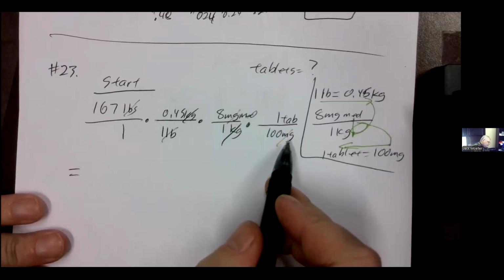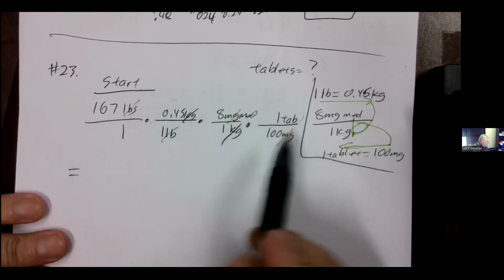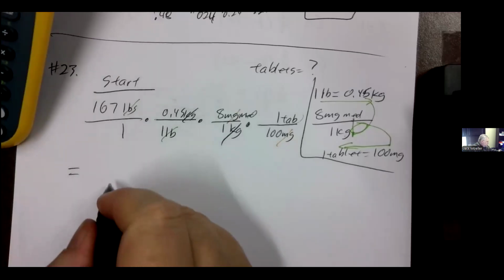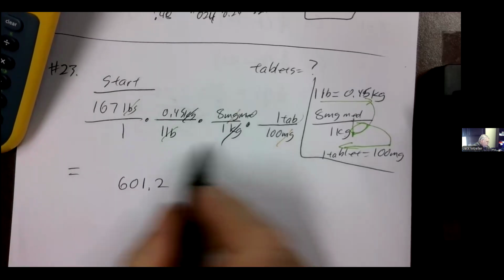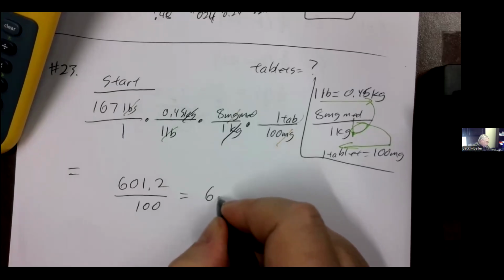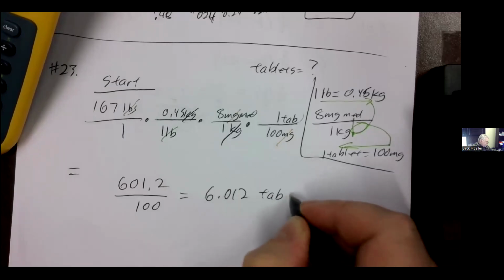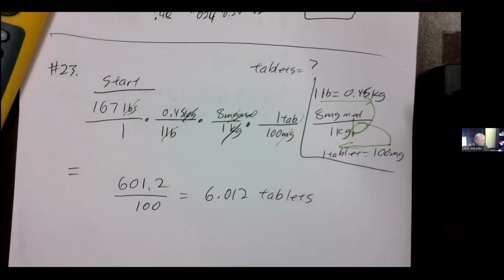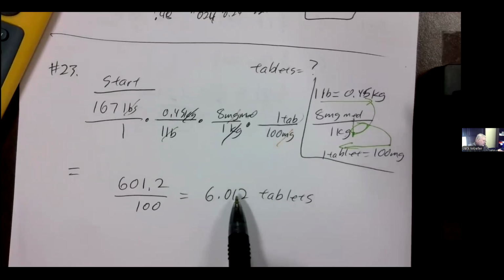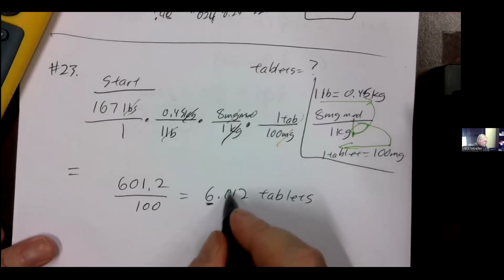All right, so now we've got tablets, which is what we're looking for. So multiply everything on top: 167 times 0.45 times 8. That's 601.2. On the bottom, 1 times 1 times 1 times 100. We're dividing that by 100, so it'll be 6.012. Now, how do we round? Well, before we look at MyMathLab, we're dealing with tablets, right? Can you give somebody a fraction of a tablet? That wouldn't make sense. And the instructions say round to the nearest whole number. So the 0 says keep the 6 the same, so that would be 6 tablets.